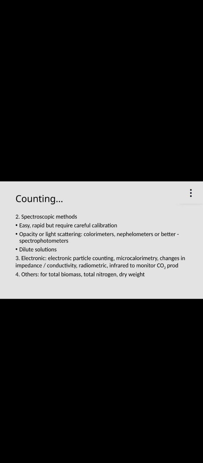An important thing to note is that suspensions of the microorganism should be dilute to improve accuracy. The third way in which counting may be done is by use of electronic applications.